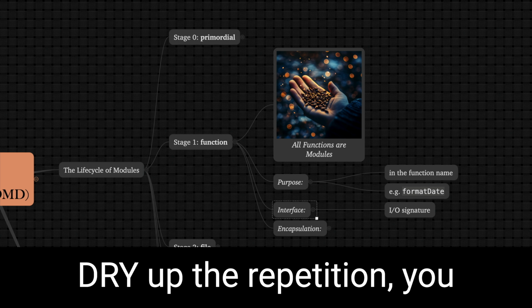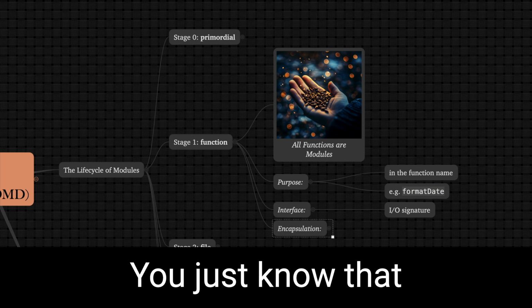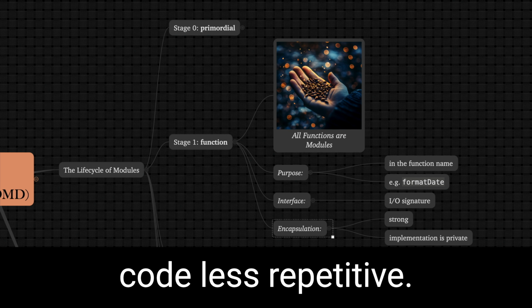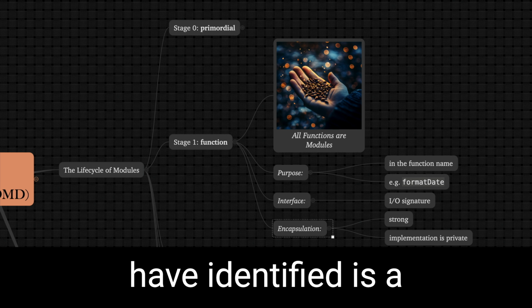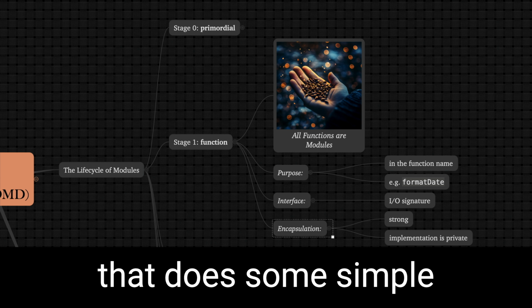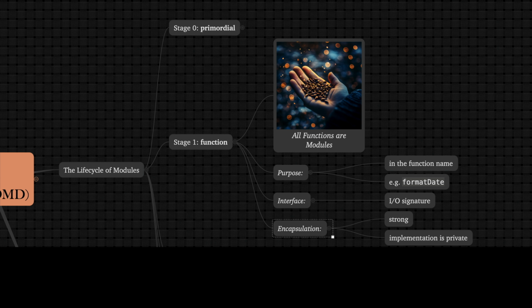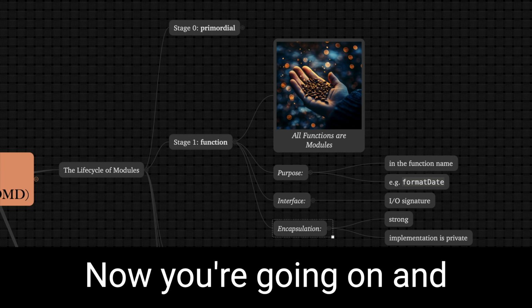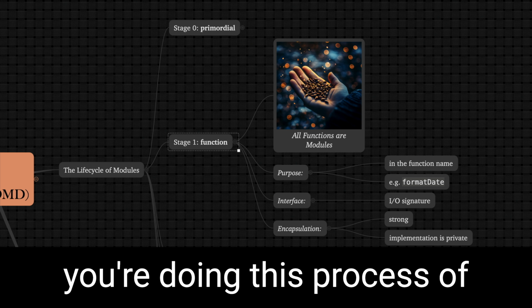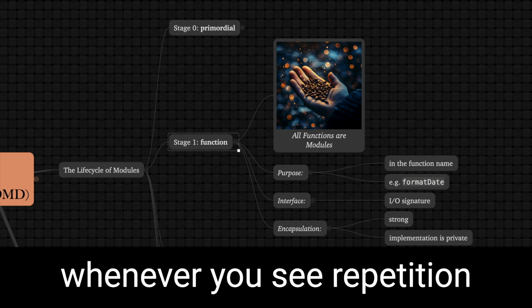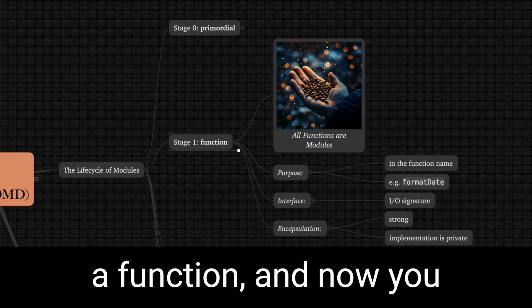And sometimes when you dry up the repetition, you don't even really have a good name for the function. You just know that you're making your code less repetitive. And perhaps what you have identified is a simple string function that does some simple string processing for you. Now, you're going on and you're making progress in your code again. And you're doing this process of whenever you see repetition, you dry it up and you make a function.